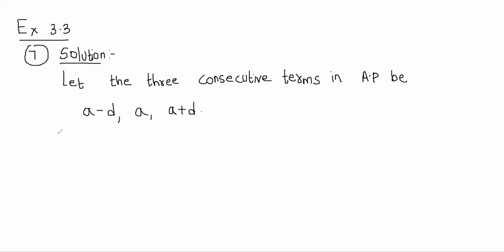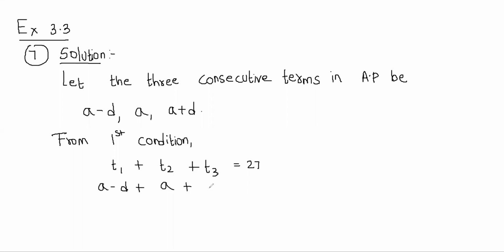उसके बाद from first condition, we are going to use the conditions given in the question. So from first condition, what is the first condition given? The first condition given is the sum of three term is 27. Sum मतलब हम add करेंगे, T1 plus T2 plus T3 equal to 27. Let us add this term. T1 is A minus D plus T2 is A plus T3 is A plus D equal to 27.